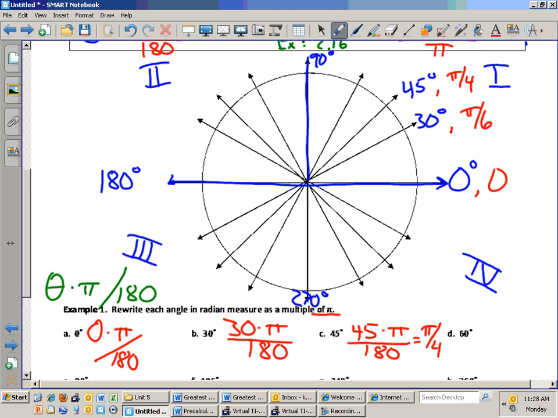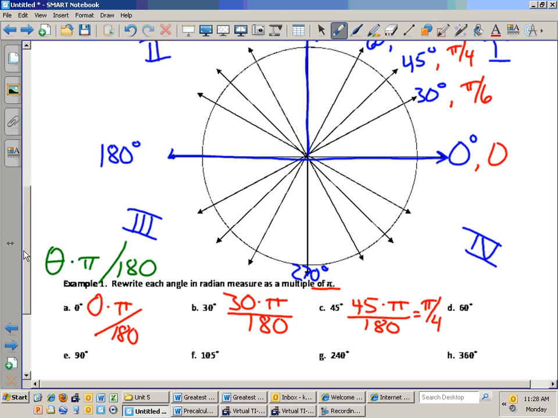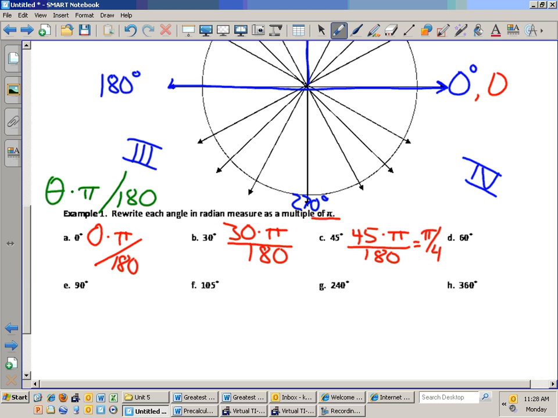Then I move to 60 degrees. And if you take 60 degrees and you go 60 times pi divided by 180, how many times is 60 going to 180? 3. So we end up with pi over 3.